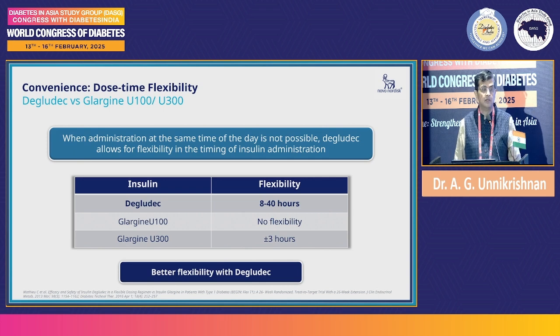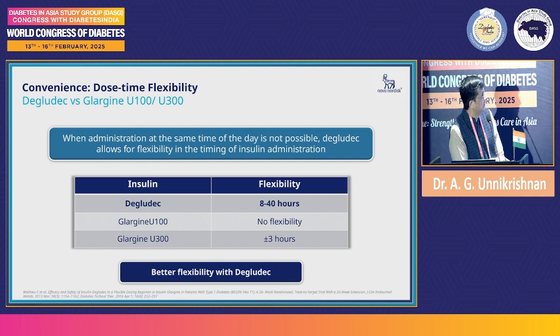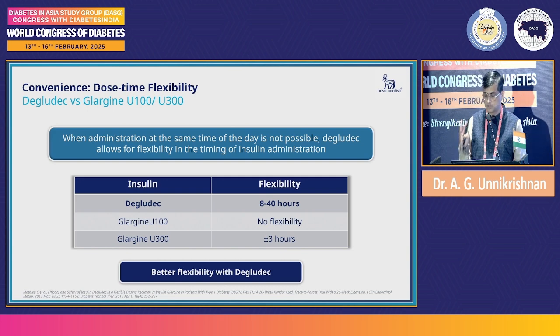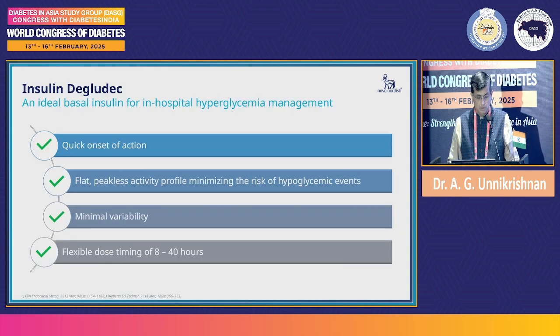And you'll also see that if you look at flexibility for a basal insulin, degludec is the one with the most flexibility. You can inject it between 8 to 40 hours. Glargine U100 has really no flexibility, and Glargine U300, there's about a 3-hour time period. So therefore, friends, degludec has a quick onset of action, quicker than Glargine. It is flat, peakless, with better fasting glucose control without hypoglycemia. In hospital we are talking about, and of course the variability is minimal and there is good flexibility of dosing.